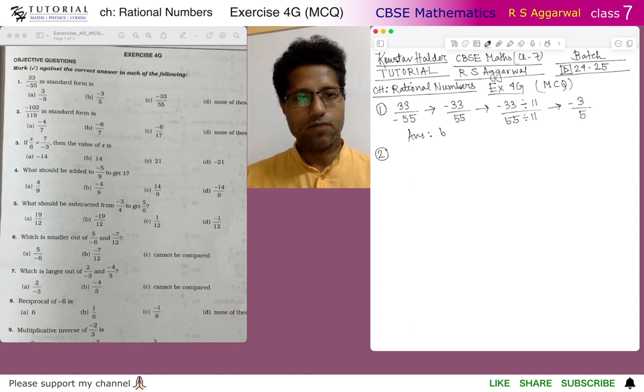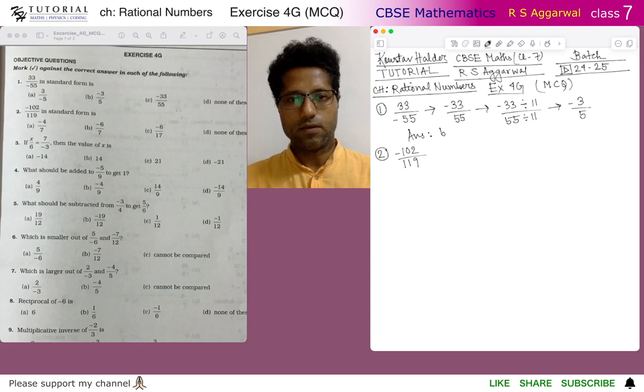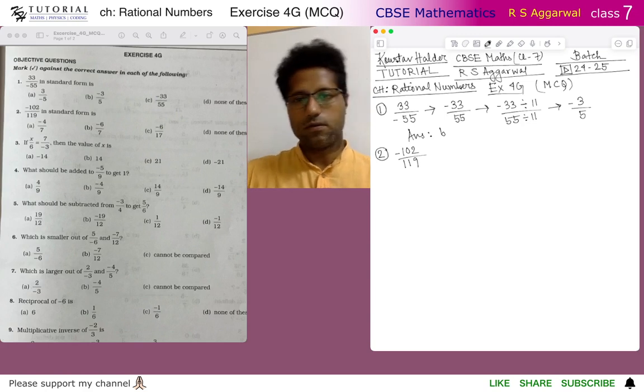Okay, let's do question number 2. Minus 102 by 119 in standard form is, okay, so 102 by 119. We have to find the common divisor, and as per the given choices, let's check 7. If we divide 119 by 7, yes, it is 17.